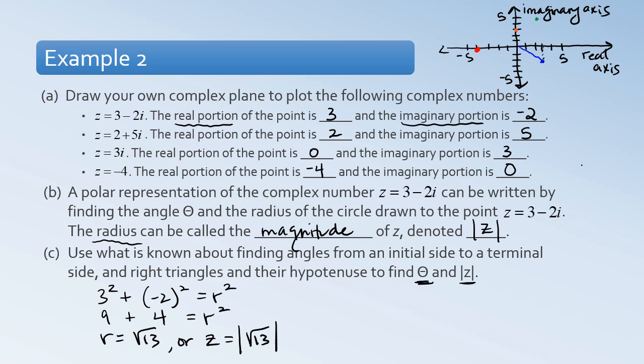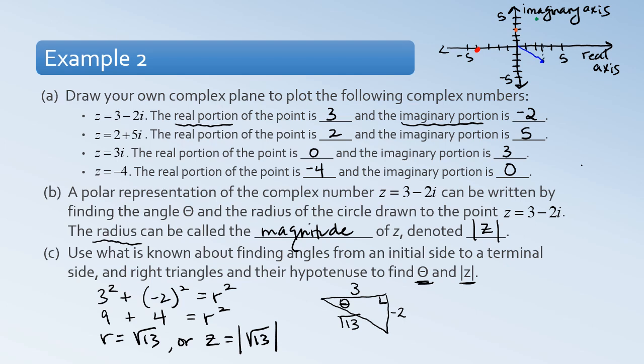To find theta, I'm going to use probably my SOHCAHTOA rules. Let me just pull that triangle out and make it a little bit larger. What we have is something that looks like this, and what I know is that I was given that the horizontal length is 3, that the vertical length is negative 2, and that I have a radius of the square root of 13, and I want to find theta. Now the square root of 13 was not given, so I'm going to use the 3 and the negative 2 that were given. My right triangle is in that upper right corner, and so the sides that have been given to me are opposite and adjacent.